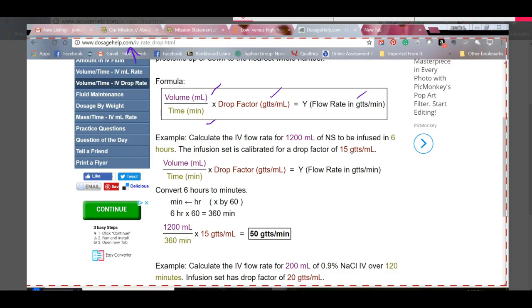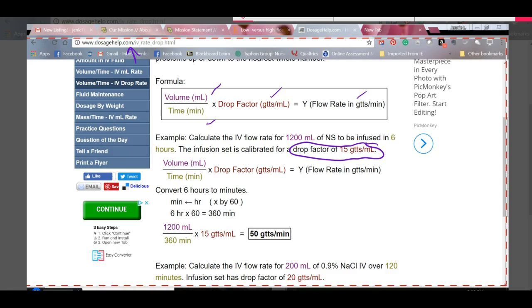So let's use this example. There's an IV flow rate for 1,200 milliliters of normal saline to be infused in 6 hours. The infusion set is calibrated for a drop factor of 15 drops per ml. So you're always going to have a drop factor when it's asking for your flow rate. You need to know that. So the drop factor is 15 drops per ml.